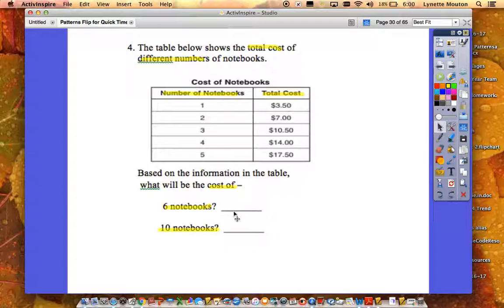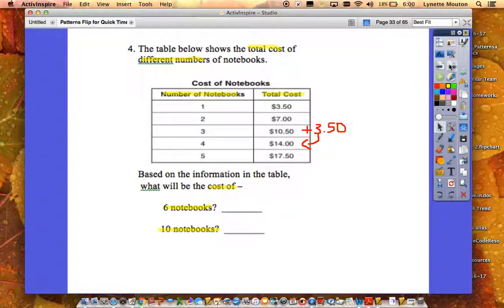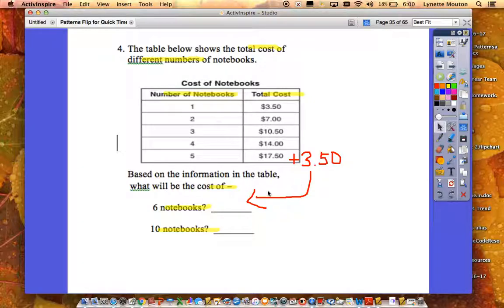And we would have to go all the way to 6 notebooks. Now, we don't need to go back to 1 and count 6 of them because they've already done the math for us. We already have 7. All we have to do is add another $3.50, because that's the cost of one notebook, and we want 6 notebooks. So, again, showing you that it increases each time by $3.50. And we're looking for the cost of 6 notebooks, so we take the $17.50 from the 5 notebooks and add $3.50, which is the cost of one more notebook to make it 6 notebooks. And when you add it, you get 21. There's your going back to show you that one notebook costs $3.50. $21 would be the cost of 6 notebooks.